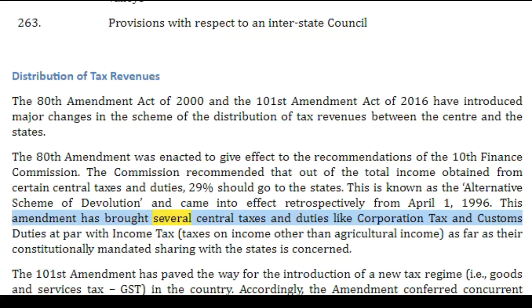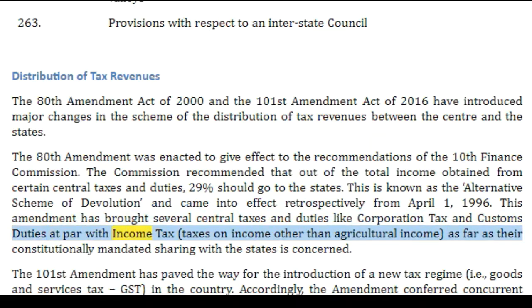This amendment has brought several central taxes and duties like corporation tax and customs duties at par with income tax, taxes on income other than agricultural income, as far as their constitutionally mandated sharing with the states is concerned.